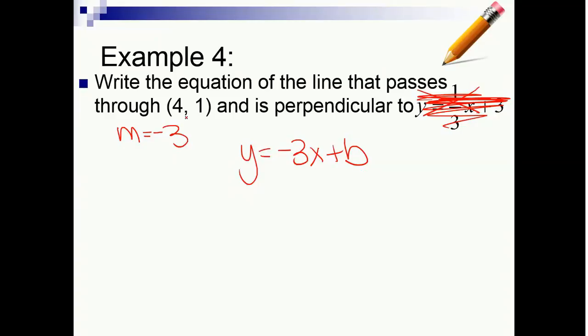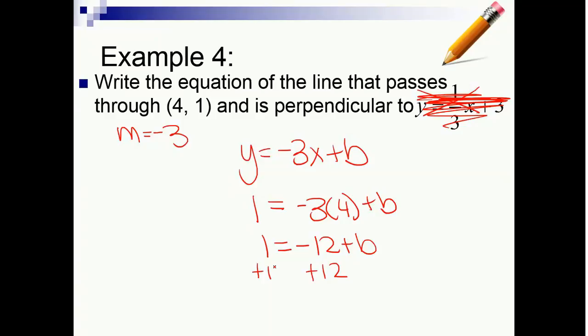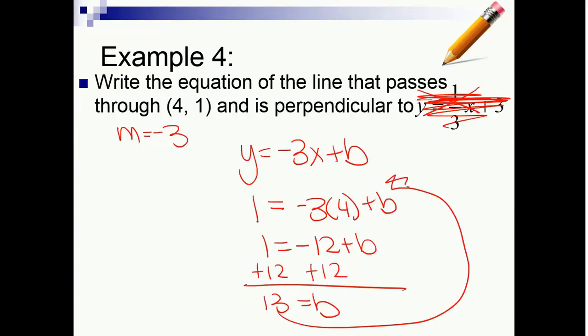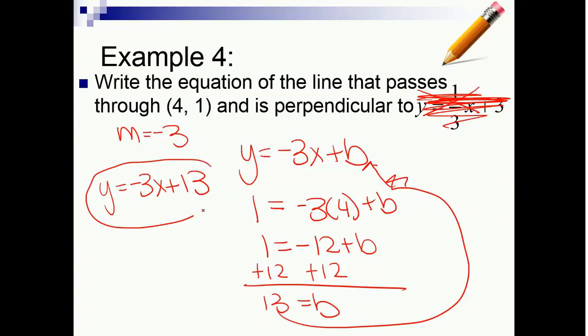So I'm going to plug in that 4 and the 1 for my x and my y. So 1 equals -3 times 4 plus b. So 1 equals -12 plus b. Looks like I've got to add 12 to both sides. So I'm going to get 13 equals b. So I'm going to take that 13 and put it in there. So y equals -3x plus 13.